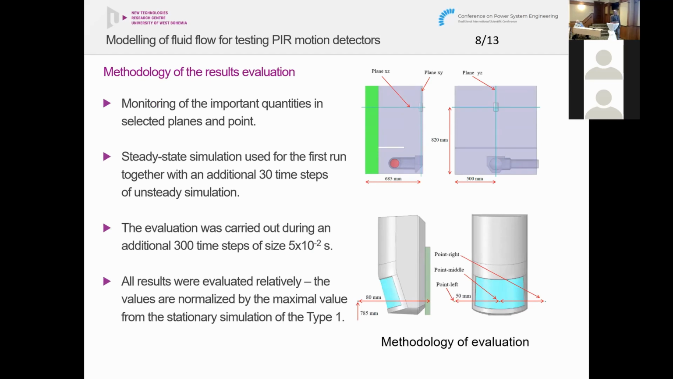For the transient simulations, selected quantities were monitored in selected planes and points, as you can see in the pictures. The simulation was run first as stationary, and then an additional 30 time steps, and the evaluation was carried out during an additional 300 steps with a time step of 0.05 seconds. All results were evaluated relatively: you can see not the absolute temperatures and velocities, but all values normalized by the maximal value from the stationary simulation of the type 1 model.